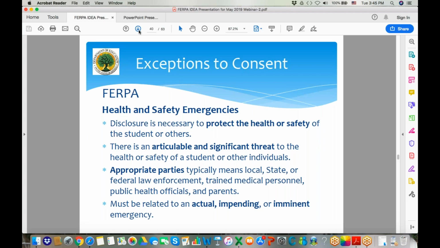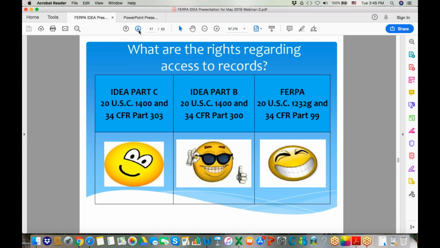Thanks, Kyle. So now I think if we do the next slide, Kyle's going to talk about rights regarding access to records. Thanks, Frank. So under IDEA and FERPA, one of the basic confidentiality rights is the right of the parent to access records and to make copies. Next slide.